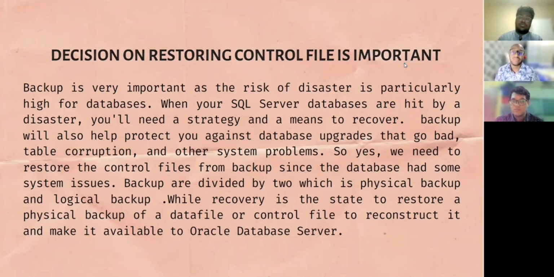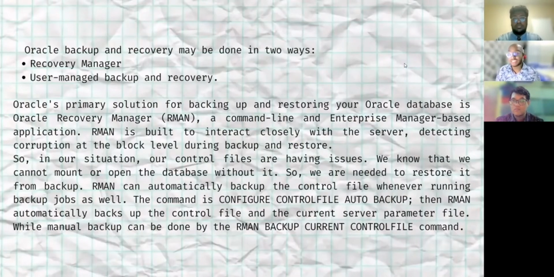So basically, it can function just like before. The corrupted issue and so on has happened. So Oracle backup and recovery may be done in two ways, which is Recovery Manager, which is RMAN to be said, and user managed backup and recovery.